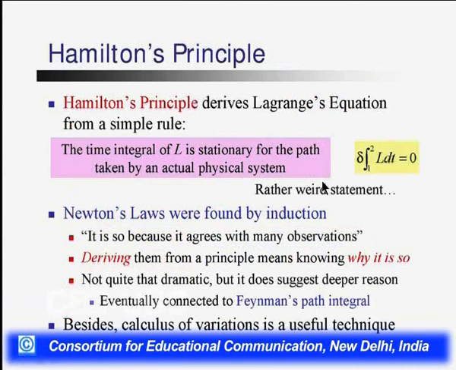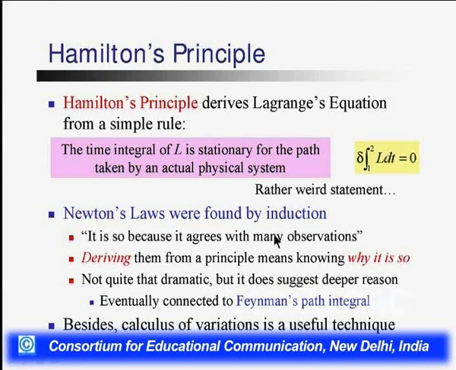The second most important part in classical mechanics is Hamilton's principle. Hamilton's principle derives the Lagrangian equation from a simple rule. It indicates that the integral of L is stationary for the path taken by an actual physical system. Here the integral from 1 to 2 is stationary along the path that defines a system's or particle's movement in a particular direction. That's why we write del of the integral from 1 to 2 of L dt is equal to 0.